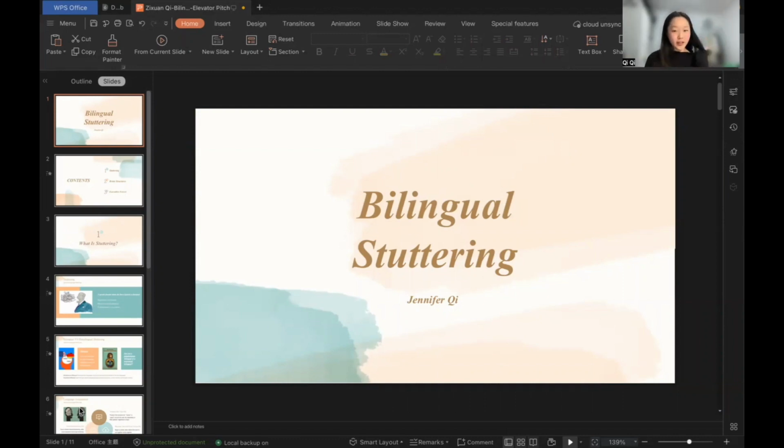Stuttering is a speech disorder where the flow of speech is disrupted. Actually, there are three types of stuttering. The first one is repetition, the second one is blocks, and the third one is prolongations. So, here are examples of the three kinds of stuttering.